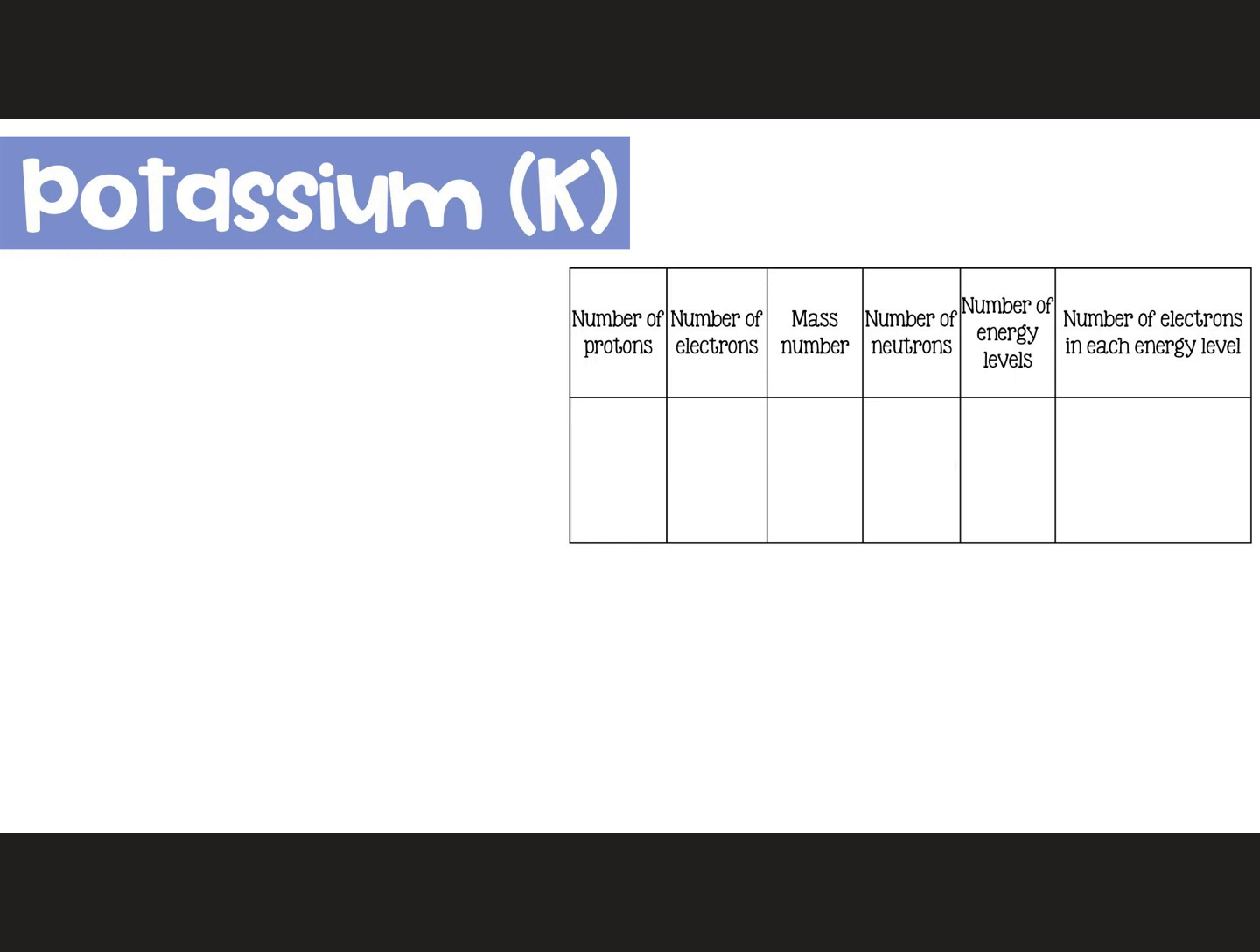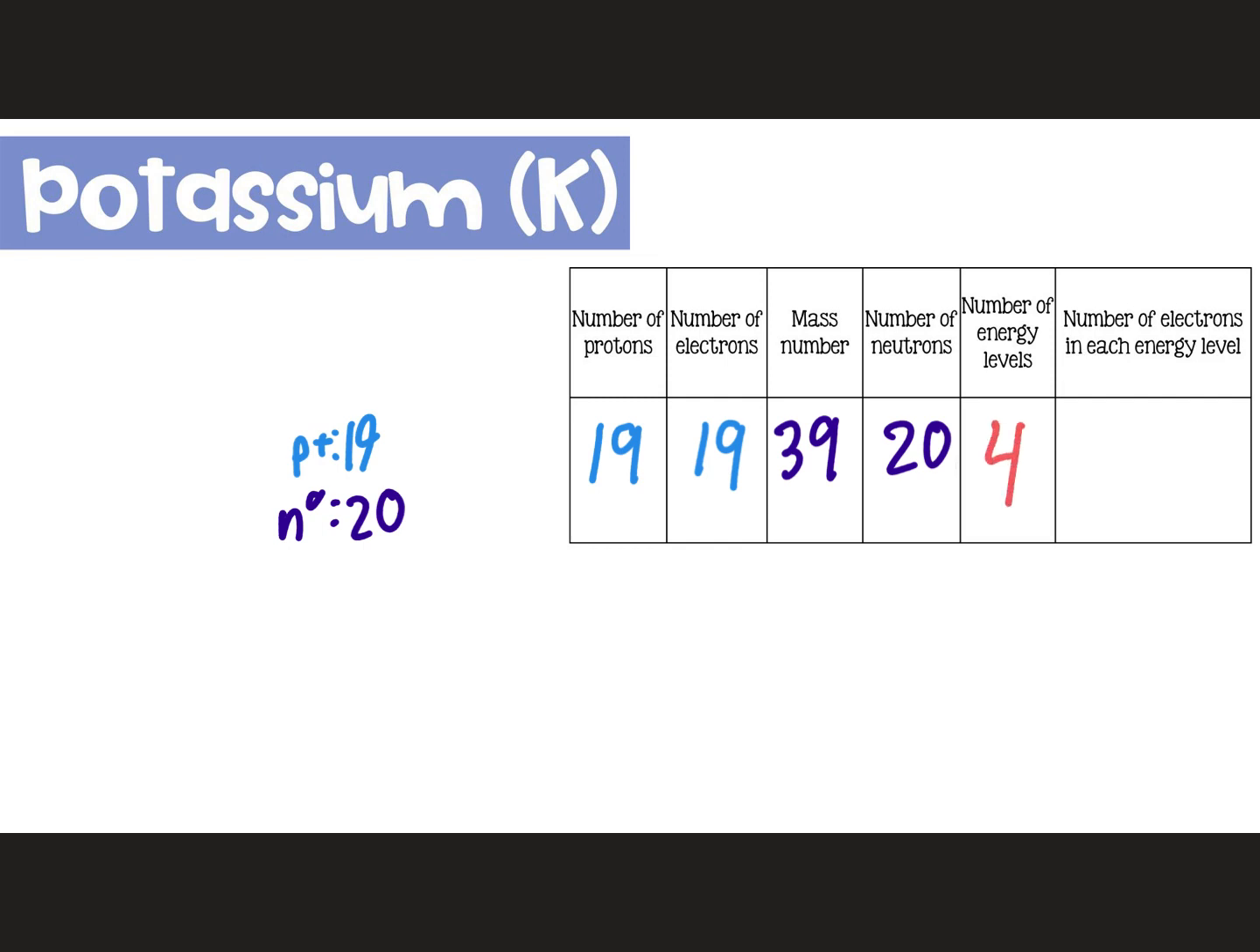Hello everyone. Let's have a look at the show what you know questions for Bohr models. First, let's look at potassium. Potassium has an atomic number of 19, meaning it has 19 protons and 19 electrons. Its mass number, or rounded atomic mass, is 39. So 39 minus 19 gives us 20 neutrons. Let's go ahead and draw the nucleus with 19 protons and 20 neutrons.